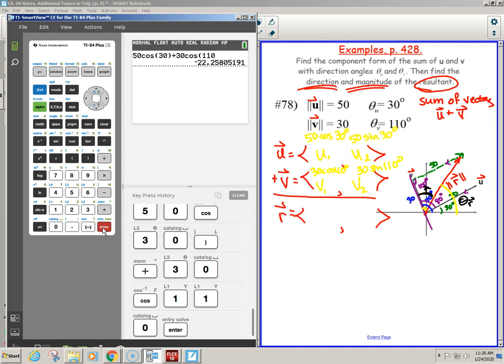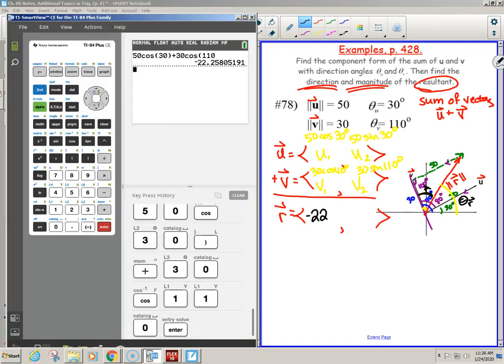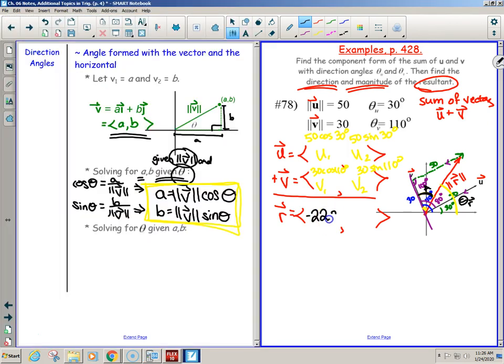Where am I at? Maybe 22.258? So do you recommend 3 decimals? I do. Because if the book does 2, if we do 3, we'll probably be pretty safe. Does that make sense? 3 or 4.